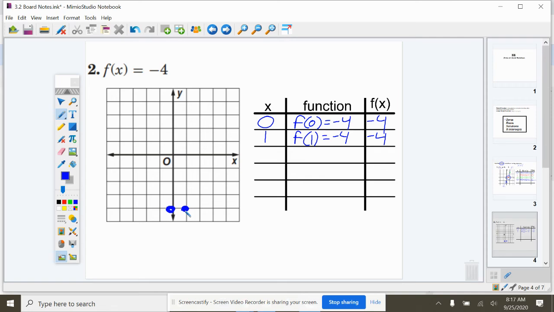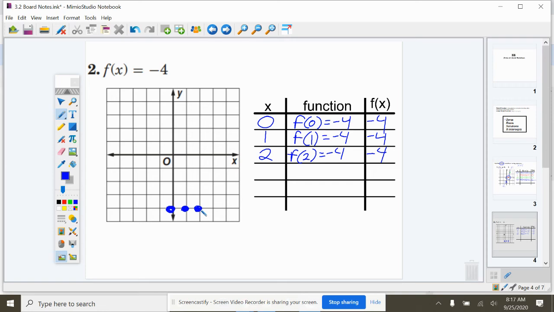Let's pick another point. 2. That's going to be f of 2 equals -4. So that's 2, -4. So I go over 2, down -4. It's going to be somewhere right in here.